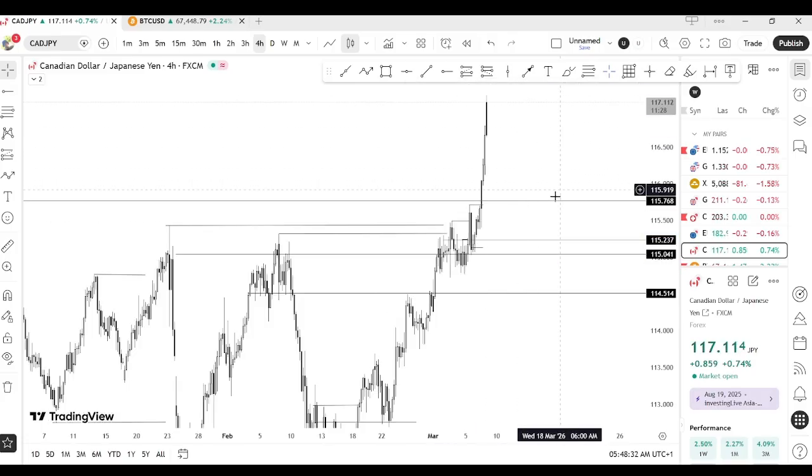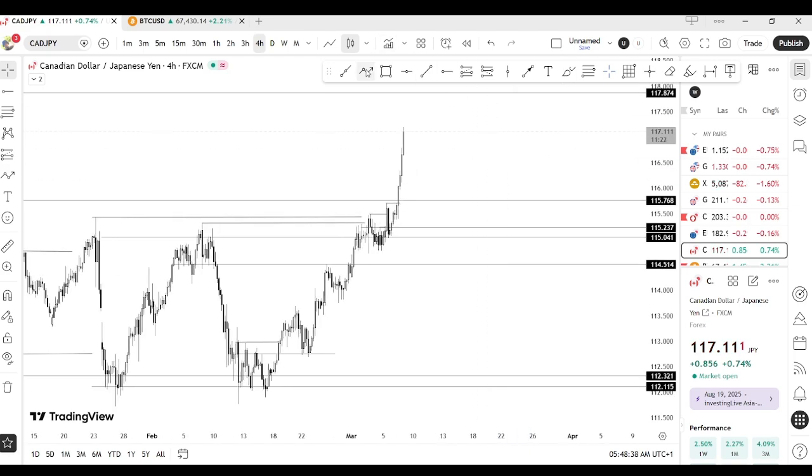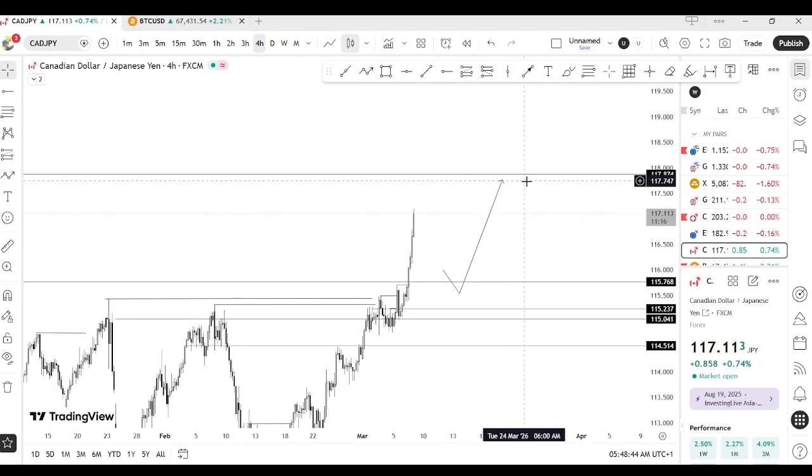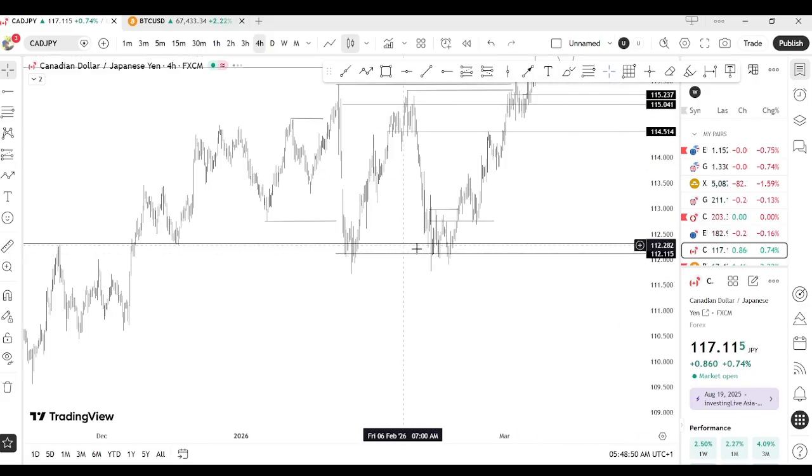I was looking for buys here last week, this zone here, but price never came back. So I think this place is a nice place. This is where we are going to be targeting because this is where price is going to. Price is coming from here.